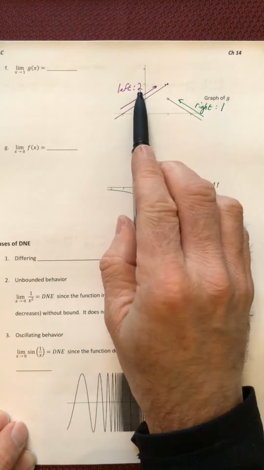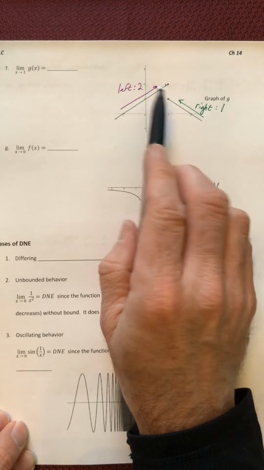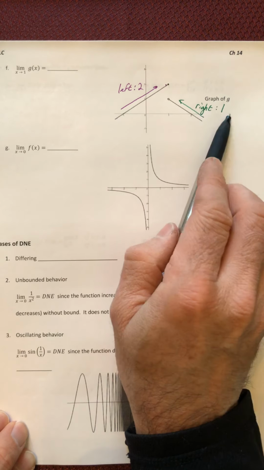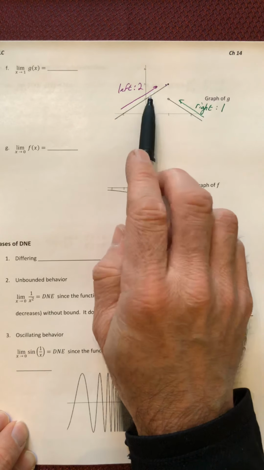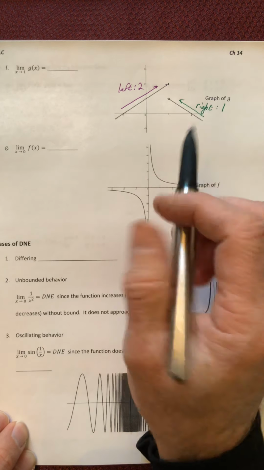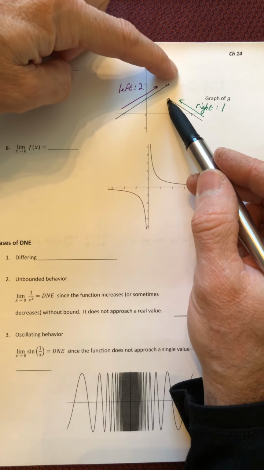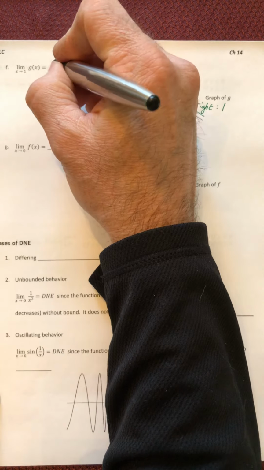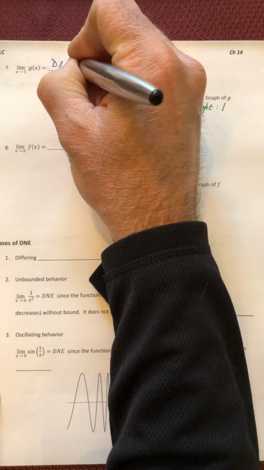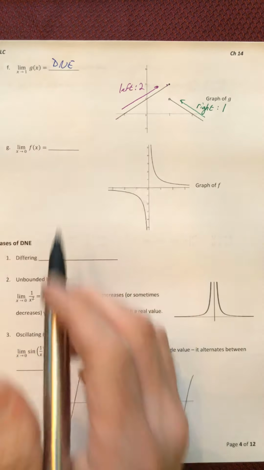So your left limit and your right limit did not agree. You're coming in and you're approaching two different values. So when that happens, if they're disconnected, like they don't actually look like they would meet together, or they don't approach the same value, then the limit does not exist.